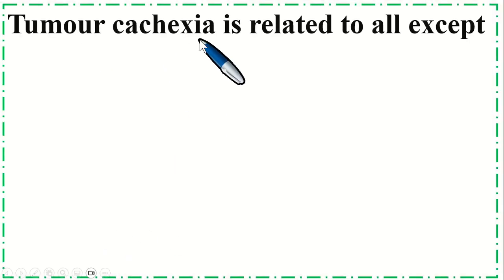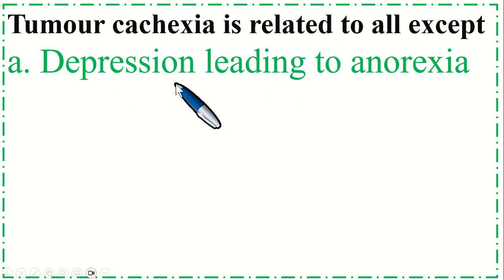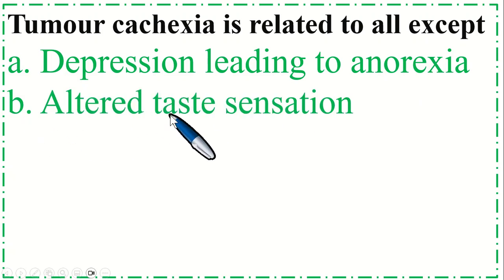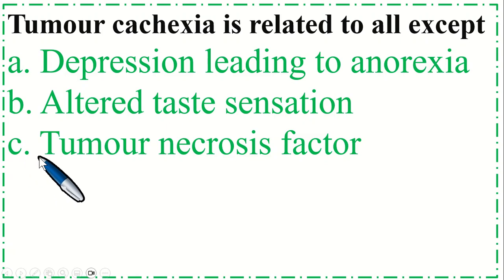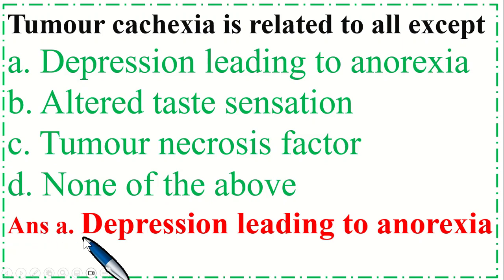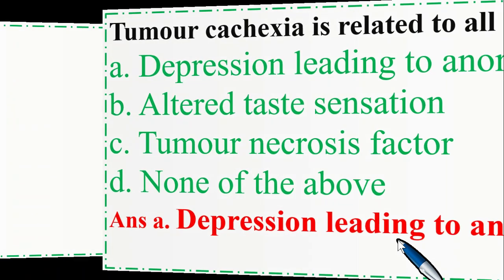Tumor cachexia is related to all except option A depression leading to the anorexia, option B altered taste sensation, option C tumor necrosis factor, and option D none of the above. So the correct option is A depression leading to the anorexia.